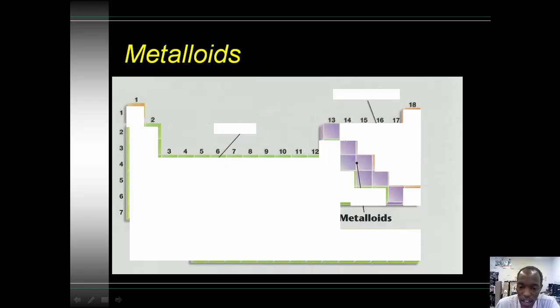And lastly we have metalloids. And metalloids are our in-betweens. They contain properties of both metals and nonmetals. They're great because they're a hybrid. They contain some of the best qualities of both, such as certain metalloids that are used for semiconductors in computer chips.